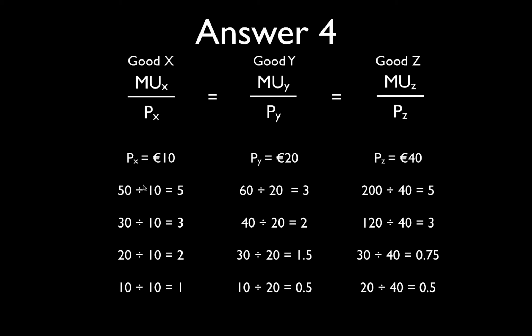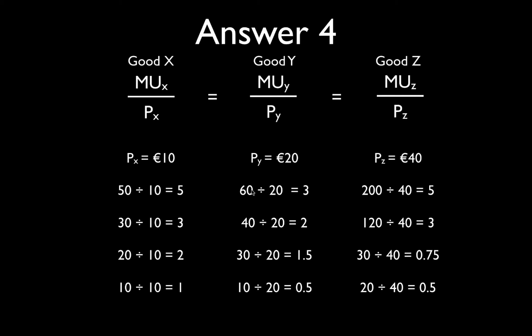So what we've done here, like in the other video, is take each of the marginal utilities and divide them by the price. So these are all the marginal utilities for each unit of good X: the first, the second, the third, and the fourth. And we've divided them by the price. So we have a ratio here: 5 utils per euro spent, 3 utils per euro spent, 2 utils per euro spent, and 1 util per euro spent for good X.